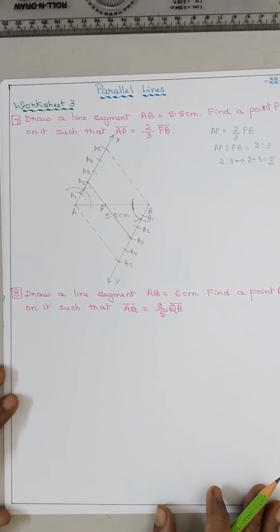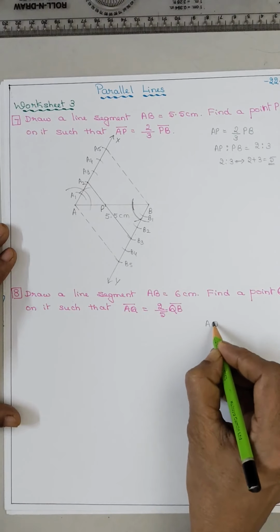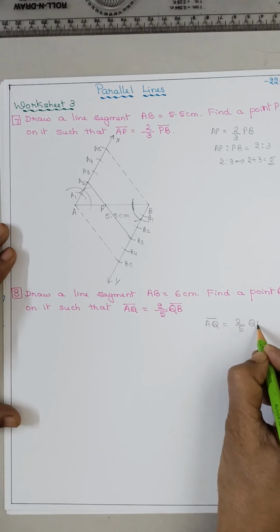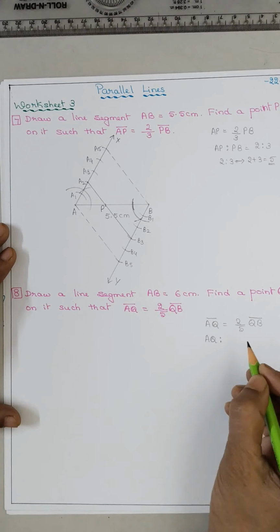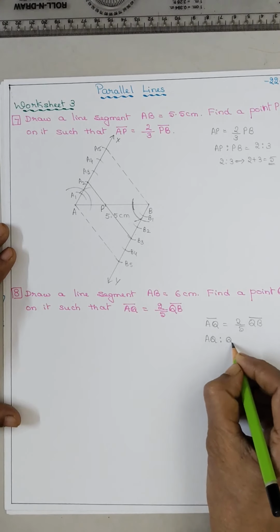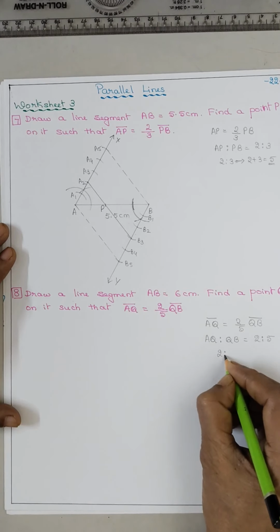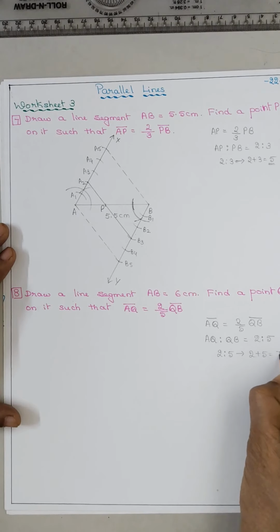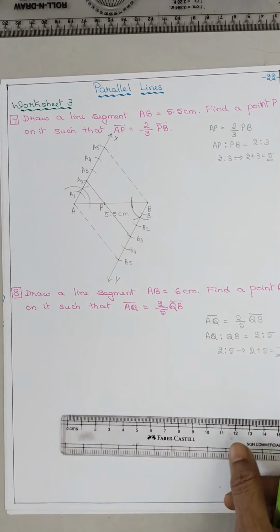Now the last sum. This is also the same type. They have told AQ is equal to 2/5 QB. That means Q is the point in the middle. AQ is to QB is equal to 2:5. So for construction, 2:5. How do we take? 2 plus 5 is equal to 7 parts. Okay, so 6 centimeter, A, B.